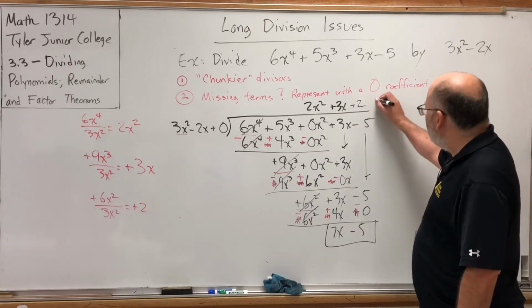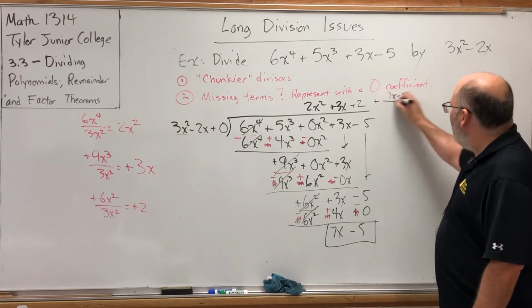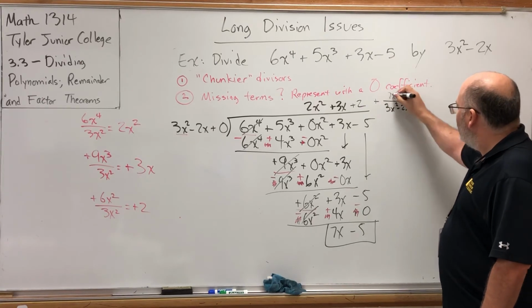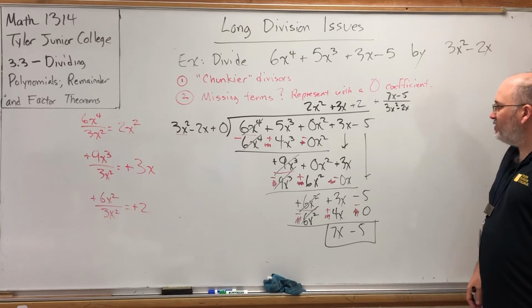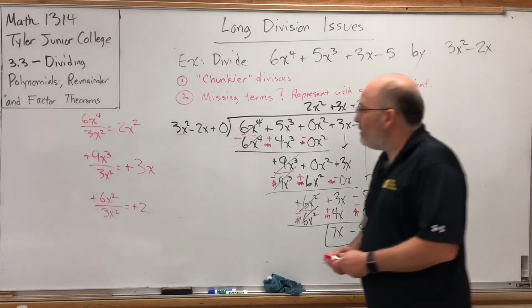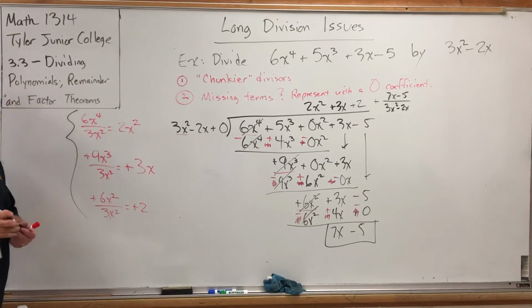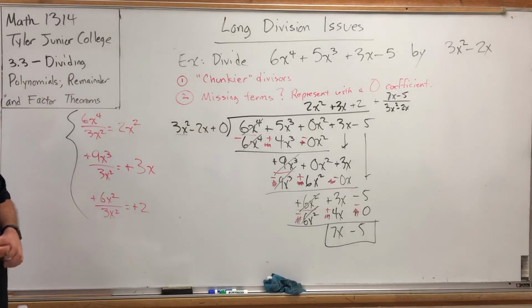Speaking of the remainder, we still do the same thing with it that we did before. We add the remainder on top of the divisor, and in this case, there's no need to represent the 0 anymore. So the answer to the division problem is 2x squared plus 3x plus 2 plus 7x over 3x squared minus 2x. So watch out for chunkier divisors, but using this technique of stacking leading terms and reducing them will always help you figure out the terms in the quotient. And if there are any missing terms, make sure you represent them with a 0 coefficient. It preserves the alignment of like terms.